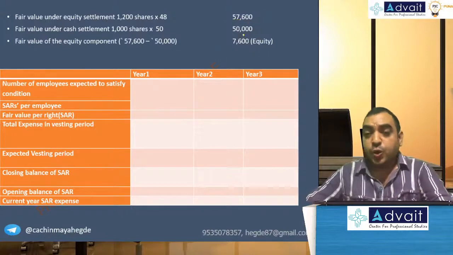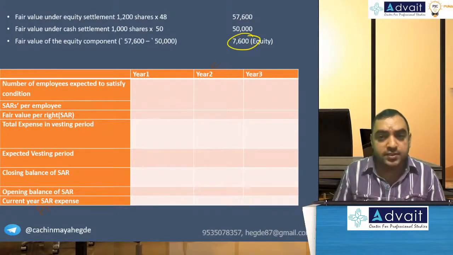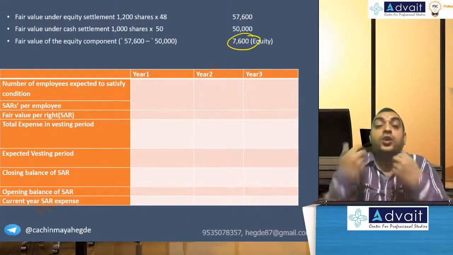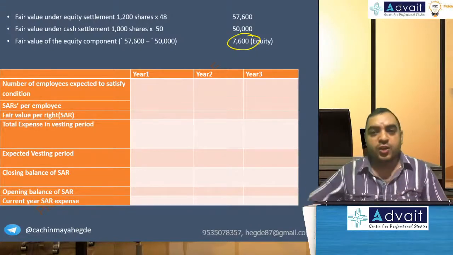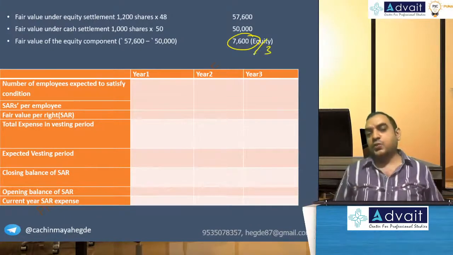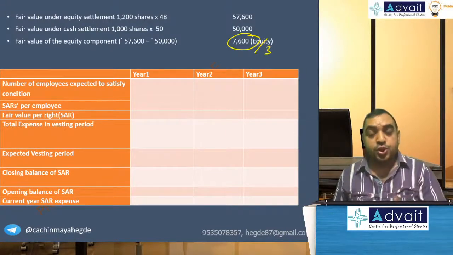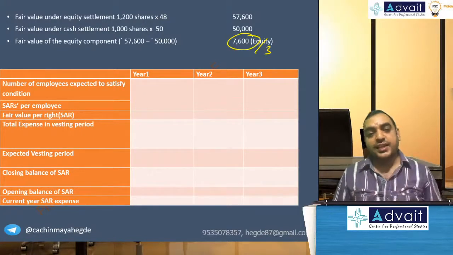I repeat, for the equity portion I don't prepare this table, because there is no change in the number of employees given in the information, and you cannot account for change in the equity, so no remeasurement. Therefore the table is not required. I can simply do 7,600 divided by 3 per annum, and the equity portion will get over. But for the debt portion, the fair value change must be given effect. So I'm preparing this table.